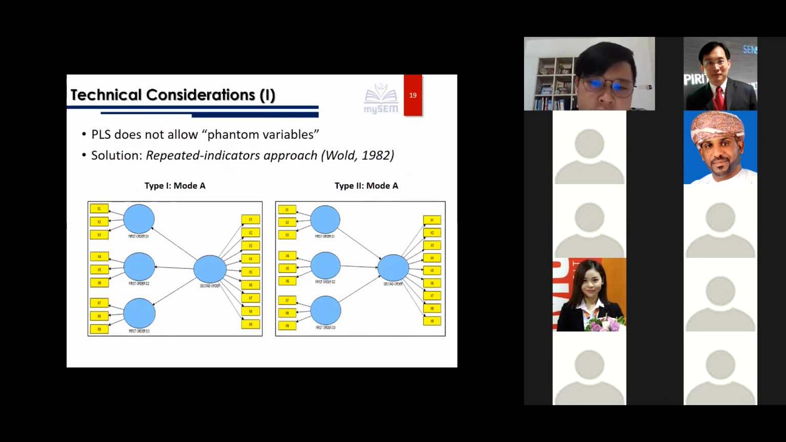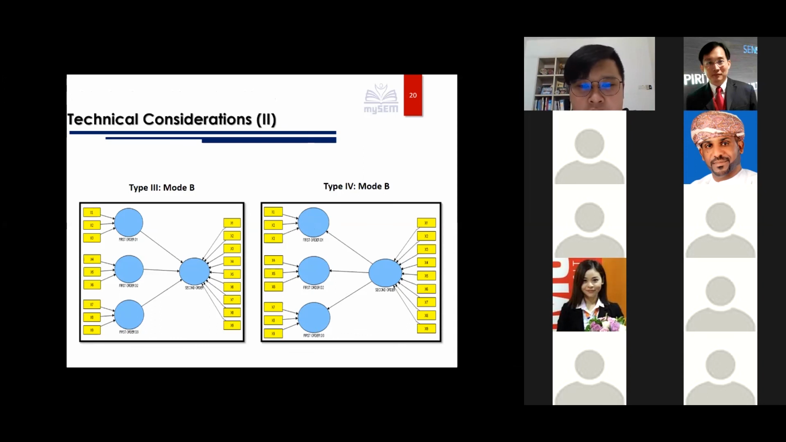We first explain the first technical consideration when you do a second order construct in PLS: it does not allow phantom variables. Phantom variables mean a construct that does not have items. Therefore, because of phantom variables, which is an issue in PLS, Wold 1982 came out with a technique to measure a second order construct called the repeated indicators approach. In this approach, you can clearly see that the items of the dimension, x1, x2, x3, x4, x5, x6, x7, x8, x9, are repeated in the second order construct. This is what we call the repeated indicator approach. This is also similar for type 3 and type 4. The items are repeated.